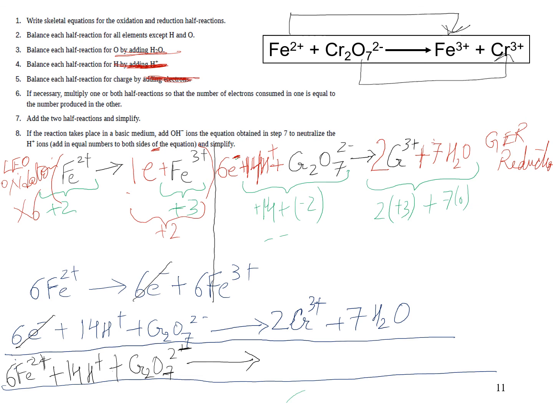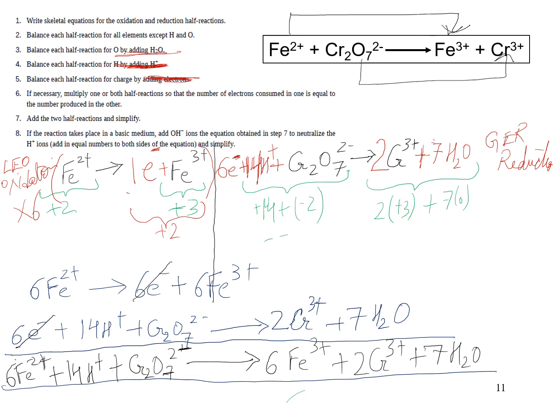We have 6 Fe3 plus. Anywhere else? No. So 6 Fe3 plus. 2 Cr3 plus, nowhere else, so 2 Cr3 plus. 7 water, nowhere else, so 7 water. That's our complete overall reaction.